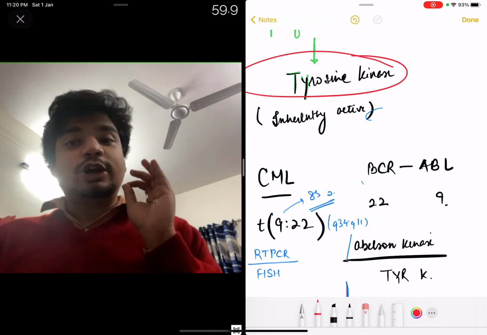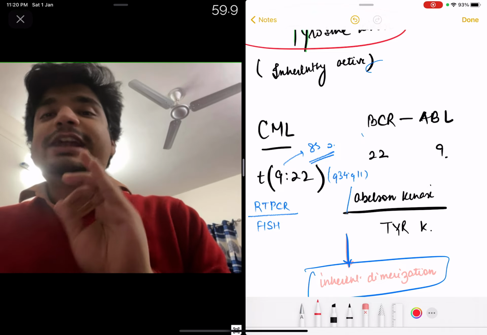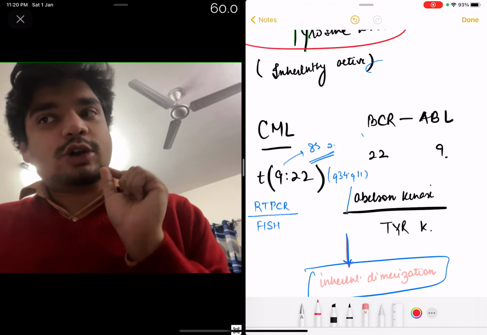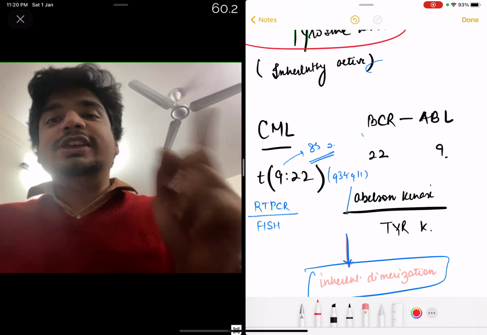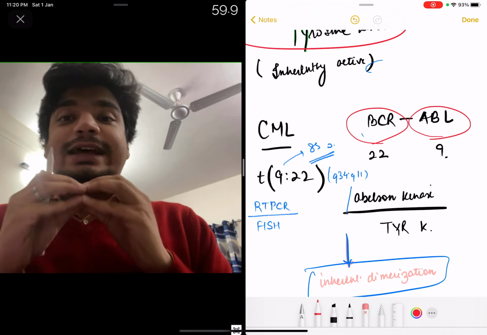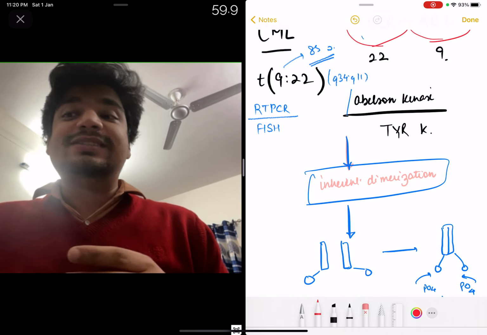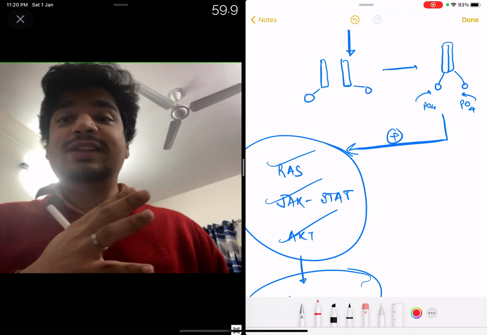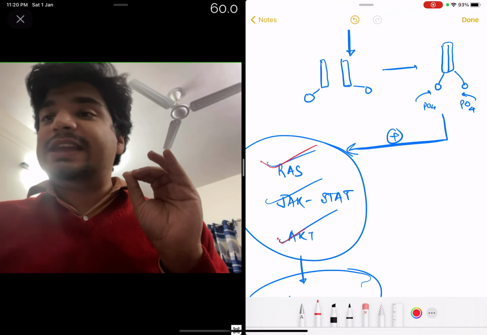Now, specifically coming to chronic myeloid leukemia. CML, as you all know, occurs because of translocation 9;22. On chromosome 9, we have the gene for Abelson kinase, that is ABL. On chromosome 22, we have BCR, which is breakpoint cluster region. These two come together. When BCR comes in contact with Abelson kinase, which is a tyrosine kinase, it becomes always active because of inherent dimerization with the help of BCR, and then it causes proliferation of the entire myeloid series of cells because of the proliferative drive given to RAS, JAK-STAT, and AKT.